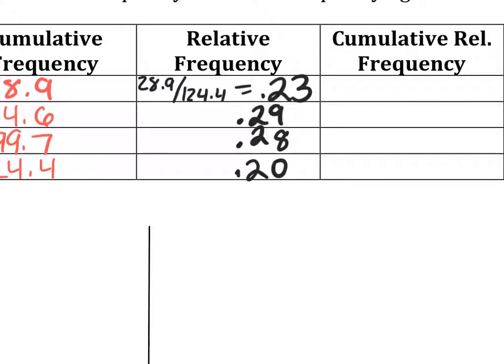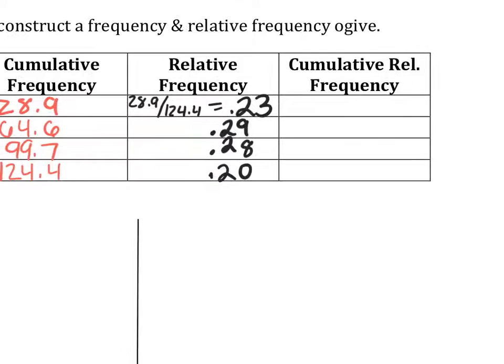And then cumulative relative frequency. Again, what we did on Thursday, where you start with your first relative frequency and then you just keep adding as you go through your table. So we'd start with 0.23, then we would add 0.29, then we'd add 0.28, and then we'd add 0.20.